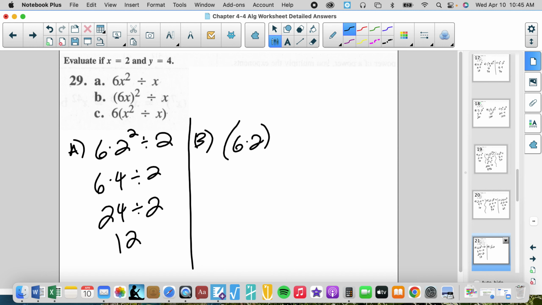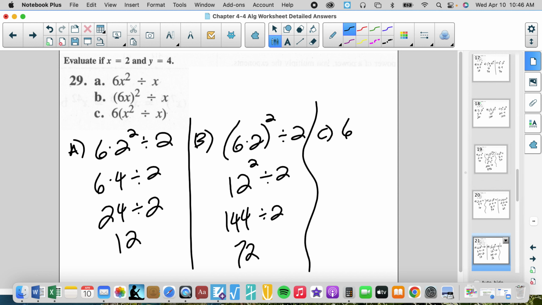6 times 2 to the second divided by 2. So I'm going to simplify inside the grouping symbols. I'm going to do 6 times 2 is 12. 12 squared divided by 2. Now I have to do the exponent. 12 squared is 144. Divided by 2 is 72.